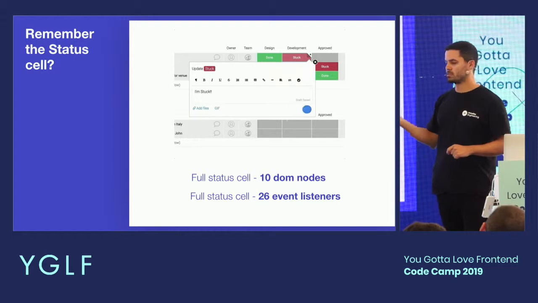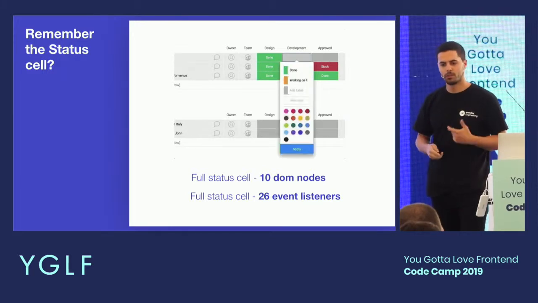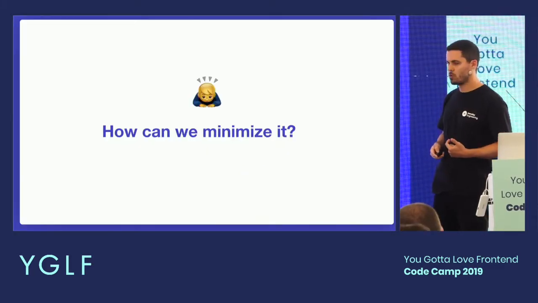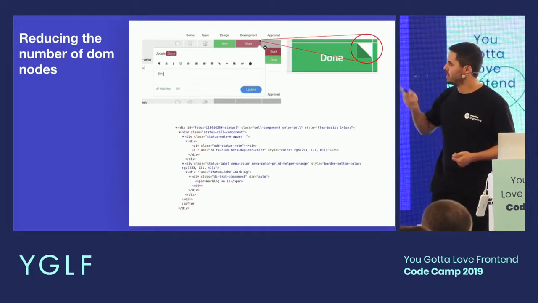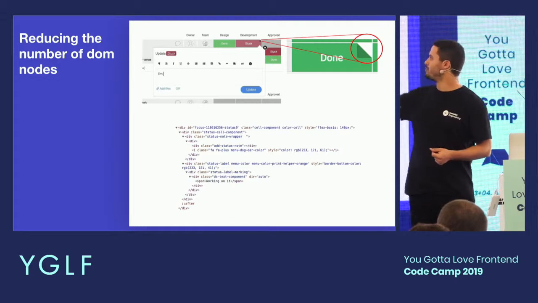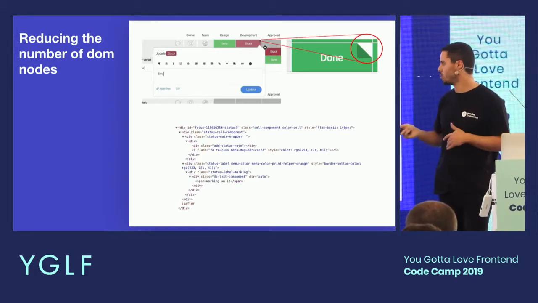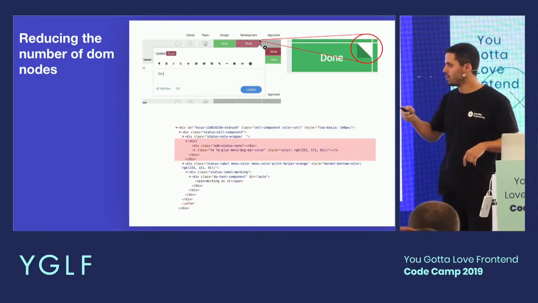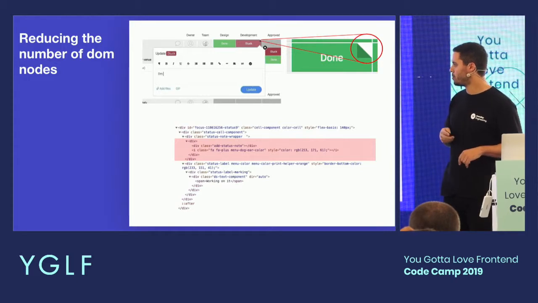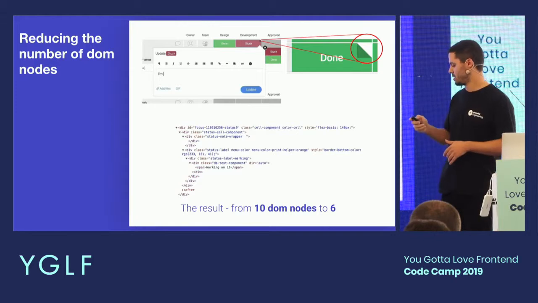So if the old, full status cell used to have 10 DOM nodes and 26 event listeners, we want to save this. So how can we minimize this, for example? We showed you this note thing before. You can click on the top right corner and add a note, but again, we don't need it. So this entire DOM node can be eliminated from the component. Okay, so we're already down from 10 DOM nodes to 6.